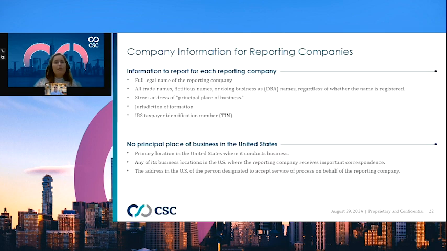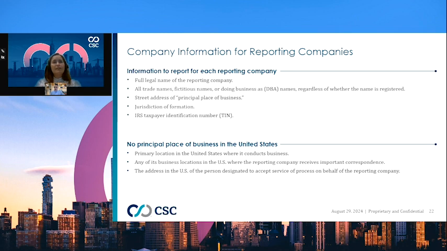So once you have determined that an entity is a reporting company and have determined its company applicants and beneficial owners, you'll need to file the appropriate information with FinCEN. There are 5 pieces of information required for each reporting company: the full name of the reporting company, all trade names, fictitious names, or DBAs, regardless of whether the name is registered, the street address of the company's principal place of business, jurisdiction information, and the IRS taxpayer identification number.